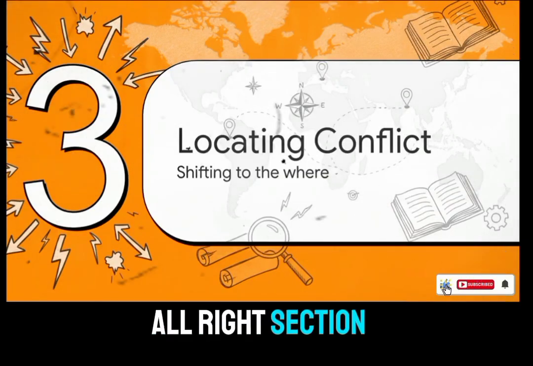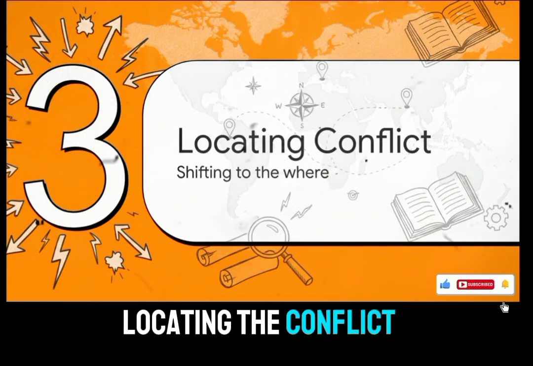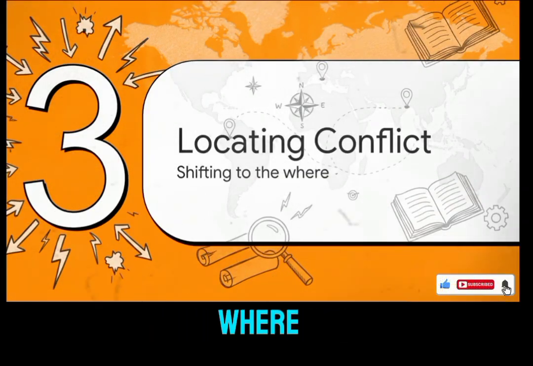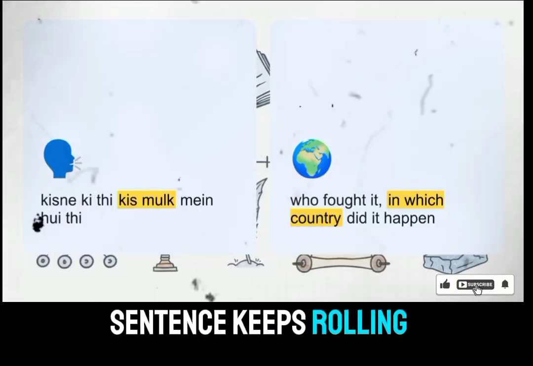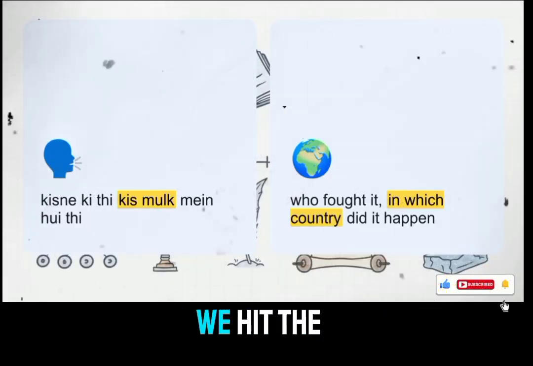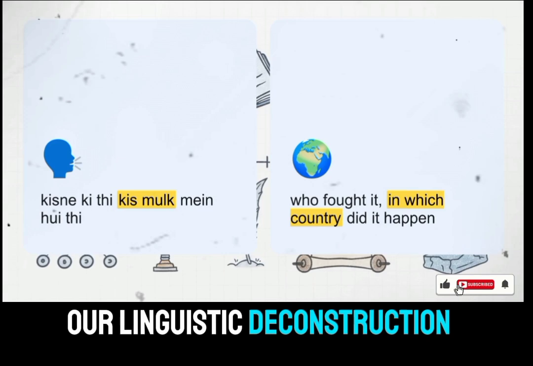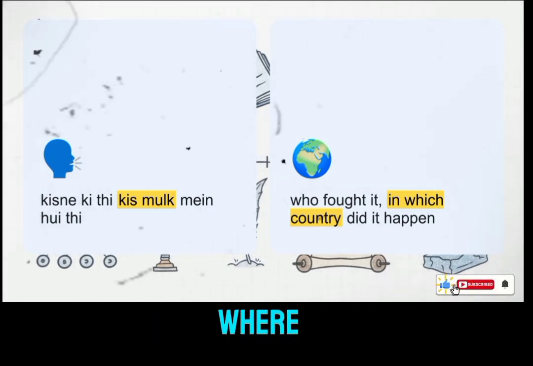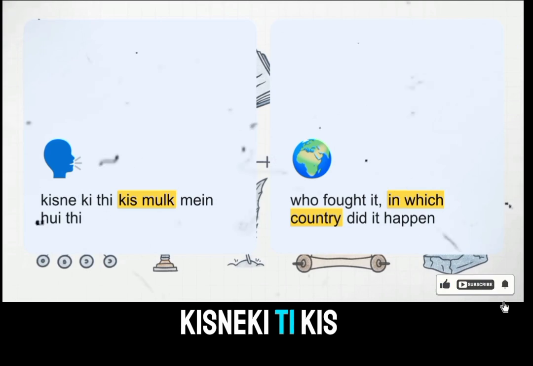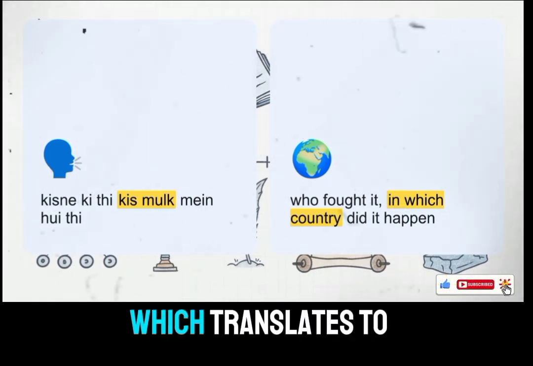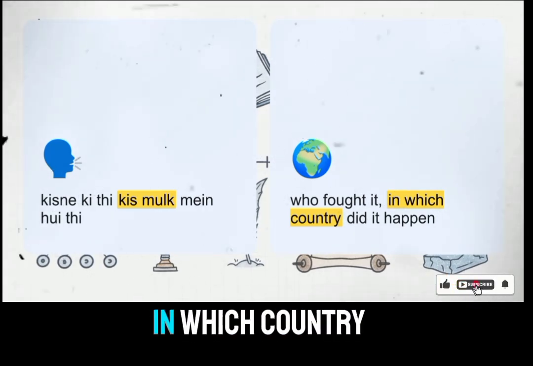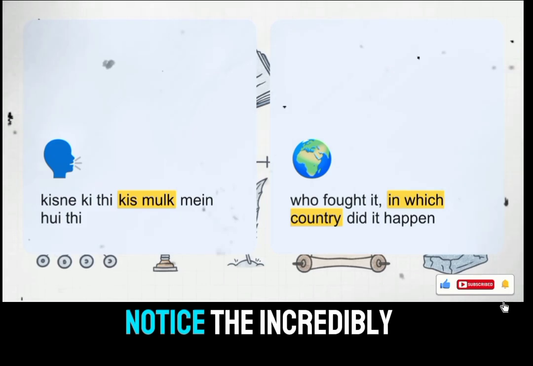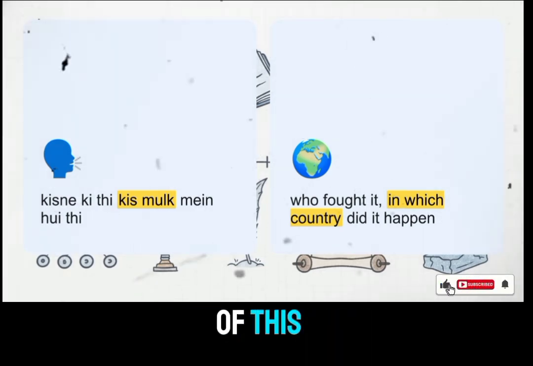All right, Section 3, locating the conflict, shifting to the where. As the author's sentence keeps rolling on without taking a single breath, we hit the next phase of our linguistic deconstruction. And here, the focus violently shifts from the what to the where. The text says, Kisne ki thi, kis mulk mein hui thi, which translates to, who fought it, in which country did it happen? Notice the incredibly rapid-fire nature of this run-on sentence.